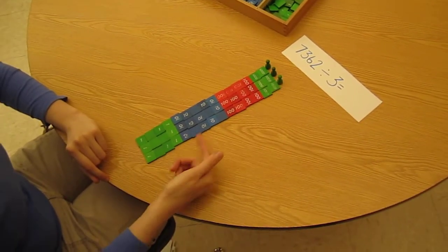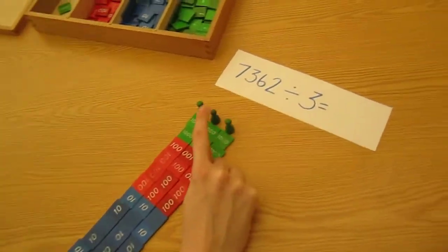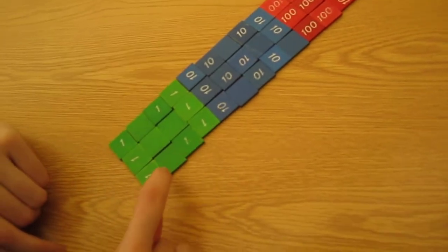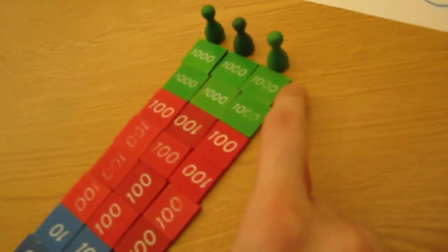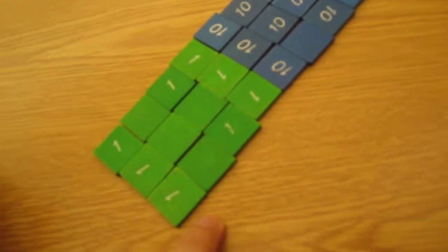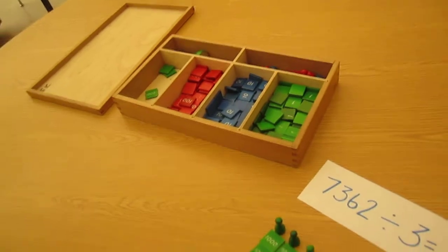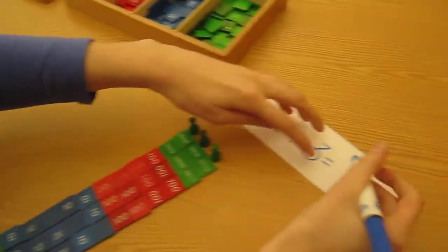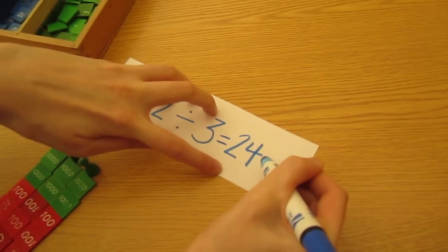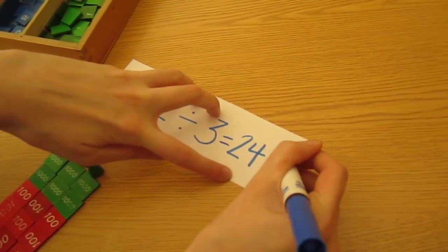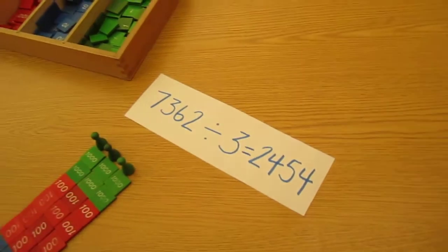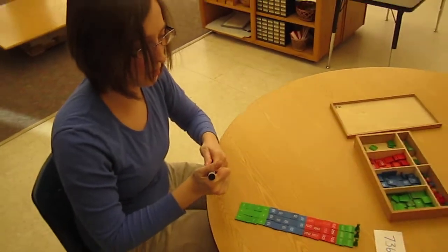7,362, but because we're dividing by 3 equal parts, we want to know how much just one of the skittles receives. So 1 skittle receives 2,454, and that's the number that we'll record in their notebook. And there's the answer. Now you've seen a demonstration of the stamp game.